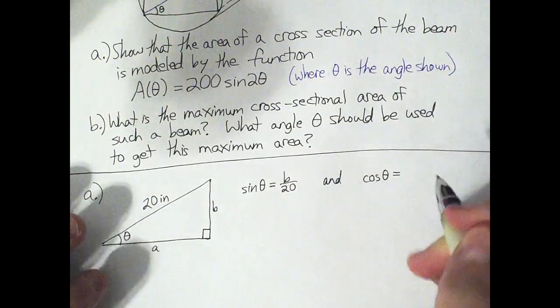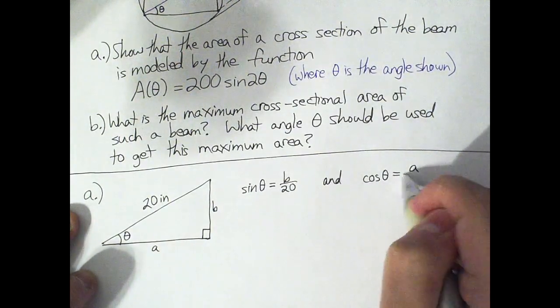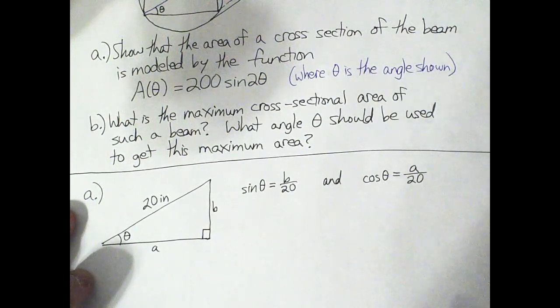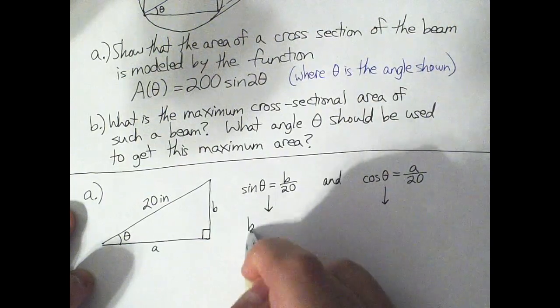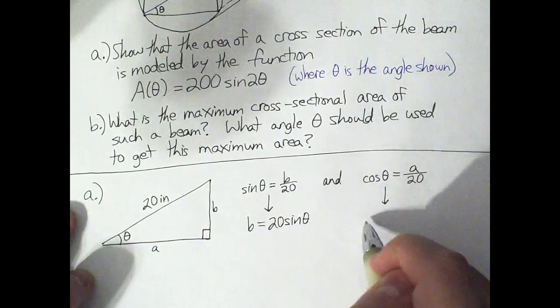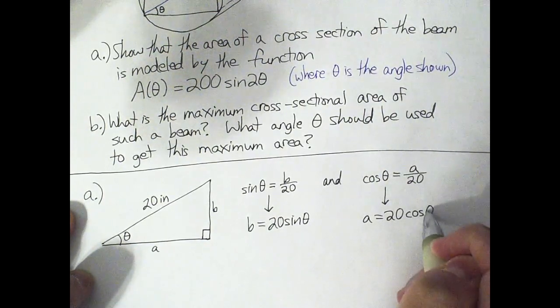But let's do this other one here. Cosine of theta is A over 20. Well, that's also one equation with two unknowns. Both of these could be rearranged. B equals 20 sine theta, and this would say A equals 20 cosine theta.